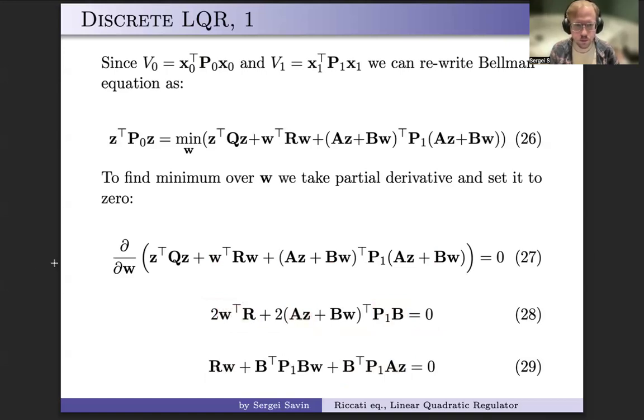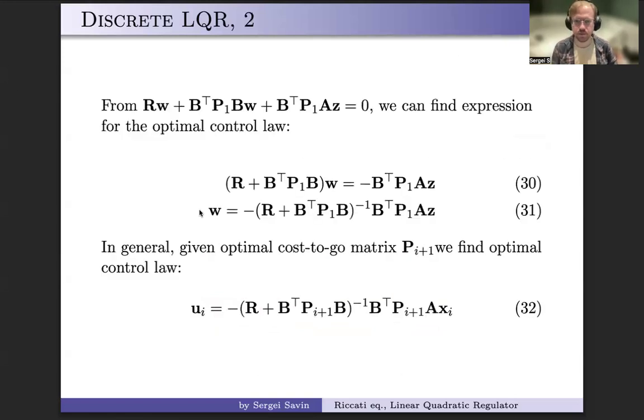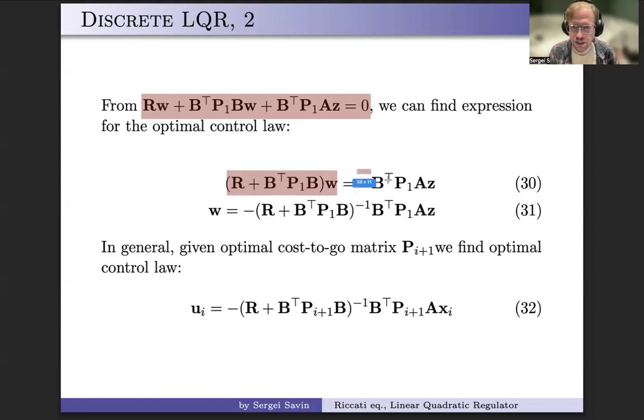All right. I'll not dwell on mathematics. I think it's quite clear what we're doing. Now, from this expression, we can find how W is related to Z. So we collect W on the left-hand side, Z on the right-hand side, and we find that W is equal to this whole expression inverted times this. Right? Well, it's a big chunky expression.